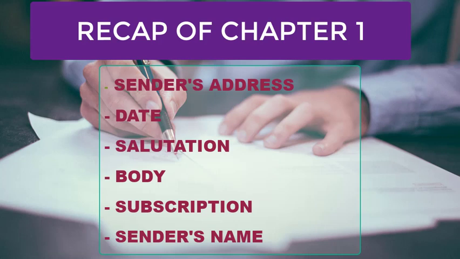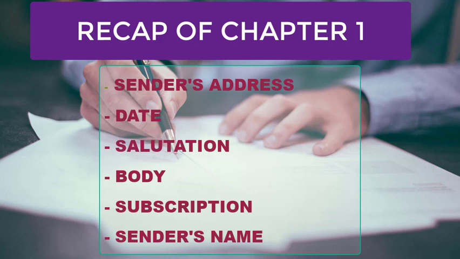In this chapter, we have talked about the features of an informal letter. We were very specific on friendly letters. We identified that a friendly letter must have the following features: sender's address, date, salutation, body of the letter, subscription, name, and conversational tone.